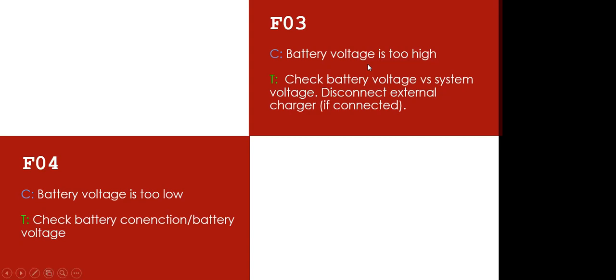Next is just like the reverse case of F03. We have F04, which means the battery voltage is too low. So we may want to connect 48 volts and connect 24 volts to the inverter, or the battery voltage is already low.